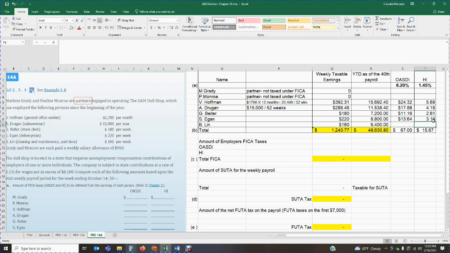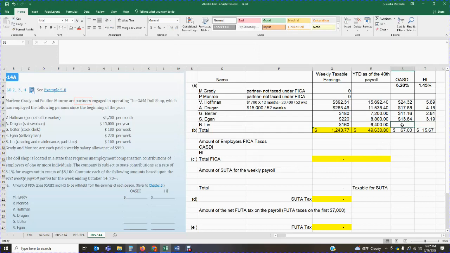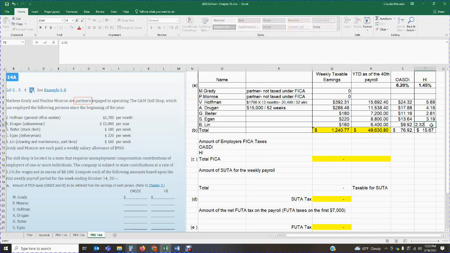Okay, so we are going to continue with Lynn. Lynn gets paid 160 times 6.2%. That gives me $9.92. And then we're going to do 160 times 1.45%, which gives me 2.32. So those are my totals. These are the amounts that are going to be withheld from the employees' paychecks, respectively.